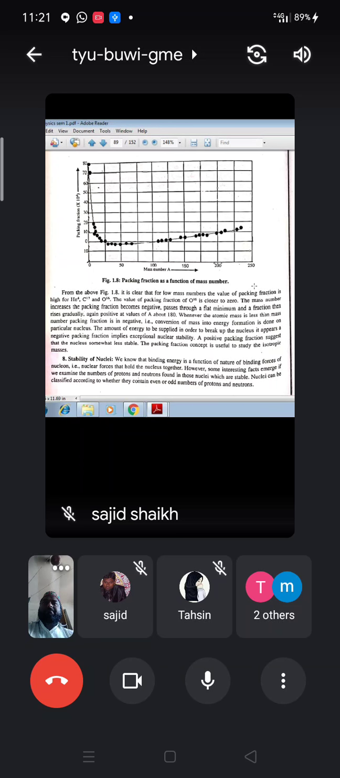And a negative packing fraction says that it is quite stable. The packing fraction concept is useful to study the isotopic masses. It may come for the MCQs, that's why I'm highlighting these points. Then next, stability of the nuclei.